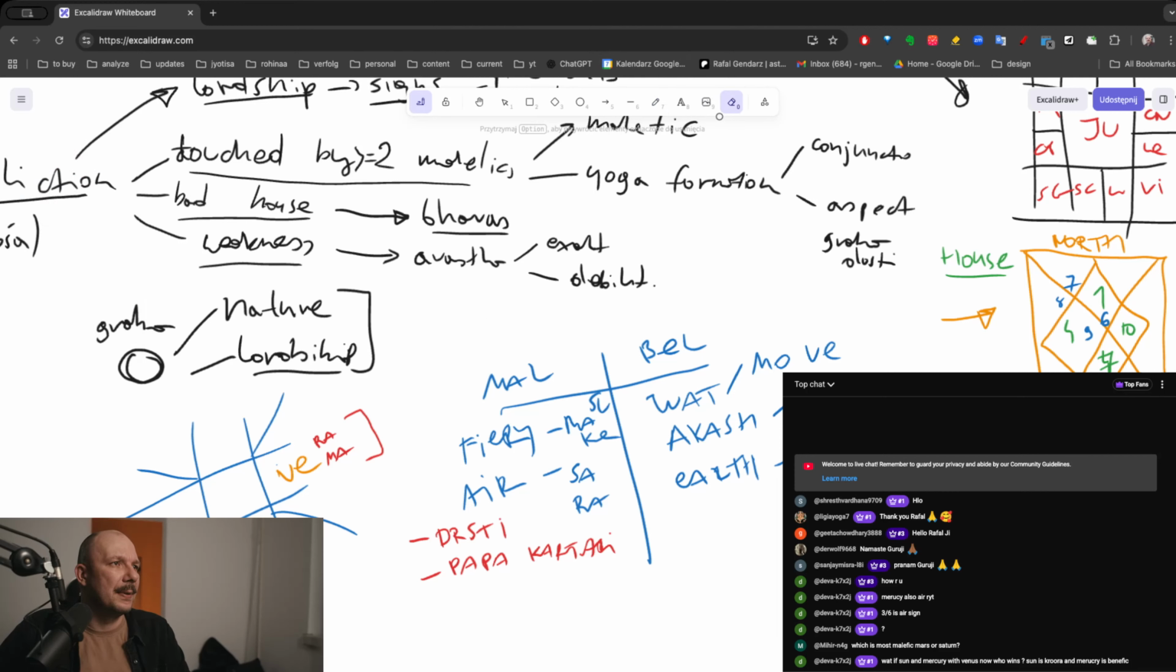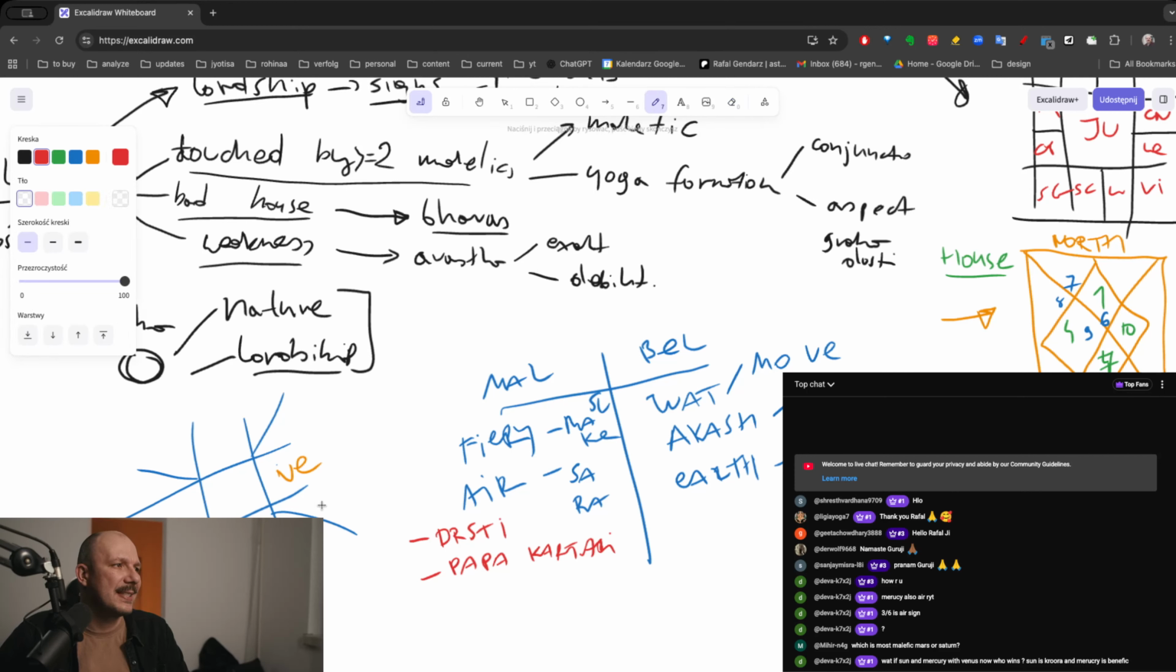So for example, if we say that you have Venus here, but Mars and Rahu are here, then this is also affliction. This is also afflicting the Venus.